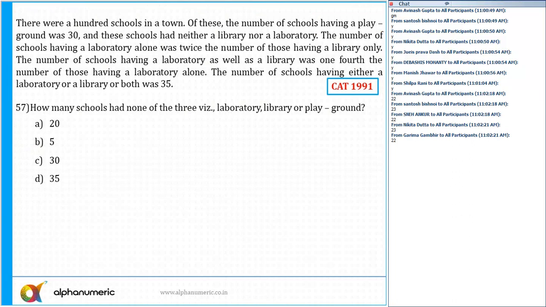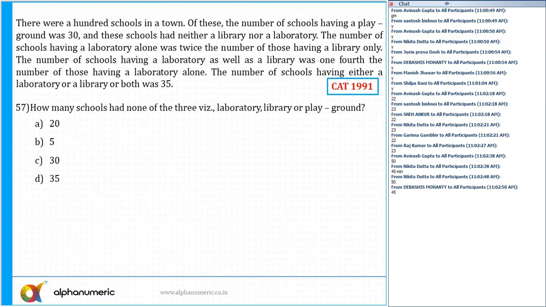For these 23 questions, how much time do you need? 23 into 2 is 46, so approximately around 50 minutes or 45 minutes. No, it's set theory. Do you think one question can be done in 2 minutes? So let me give you 50 minutes. All right, let's devote 50 minutes, and then after 50 minutes, we'll start with a discussion here.